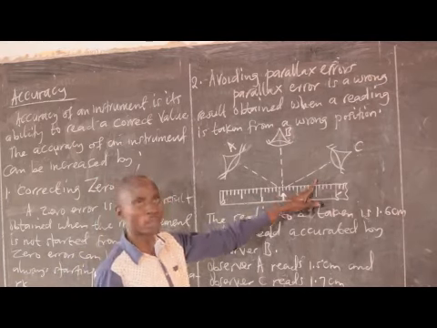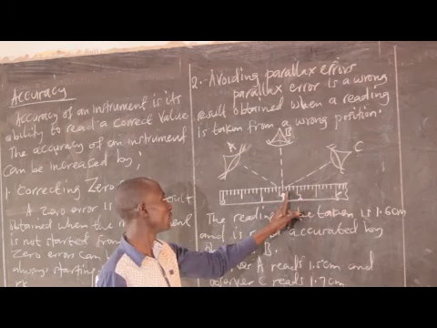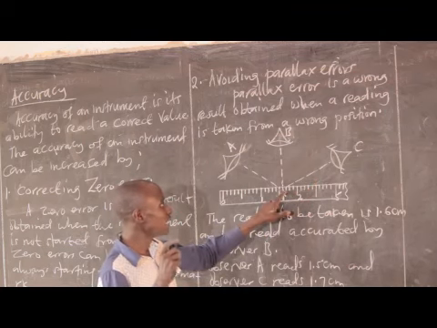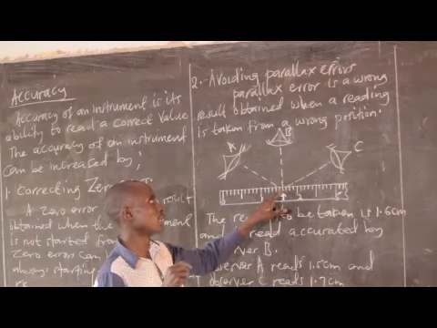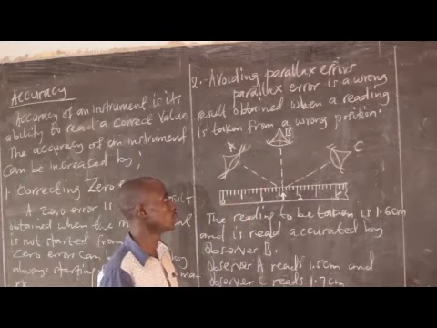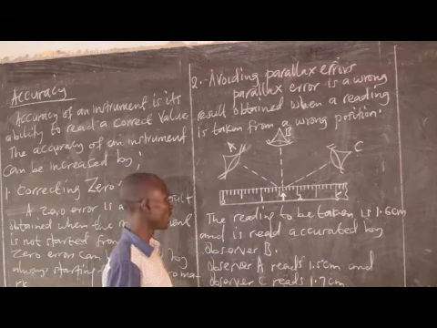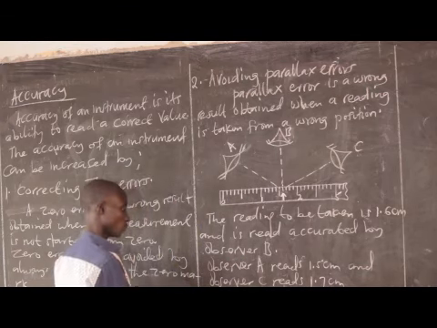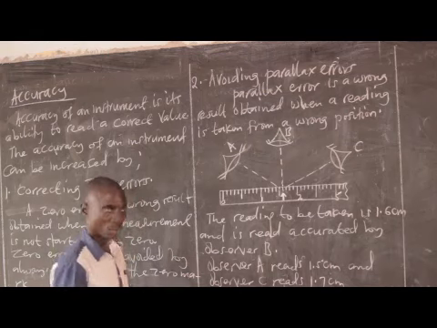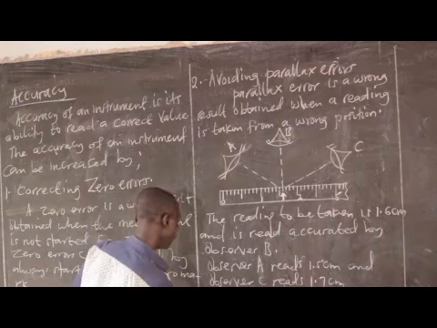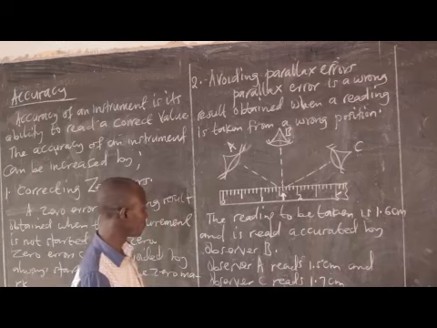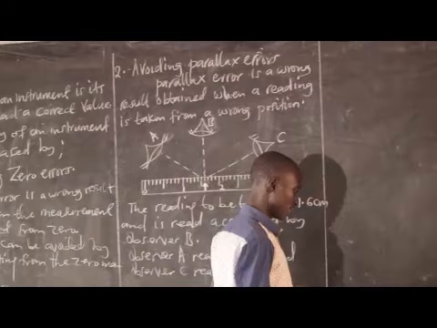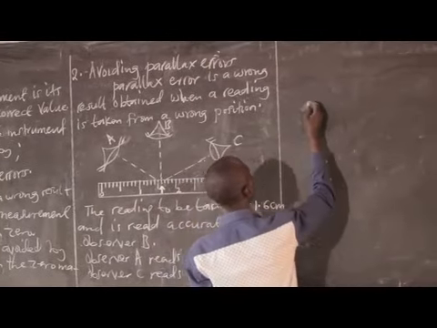Even here, there is an error of 0.1. This one is reading 1.7, because the eye is not perpendicular to the reading it is trying to take. So, there are two ways. I can now go to the other side and give you the ways of minimizing parallax errors. Parallax errors can be minimized in two ways.